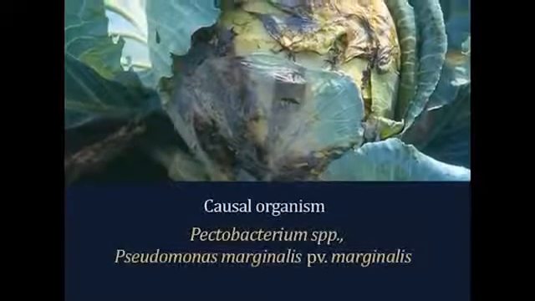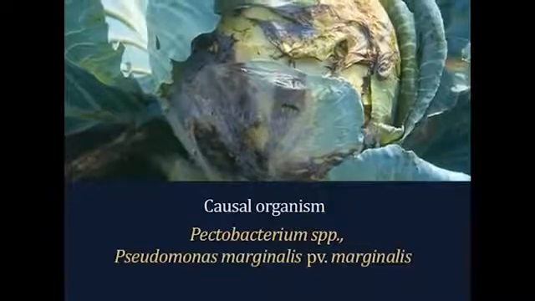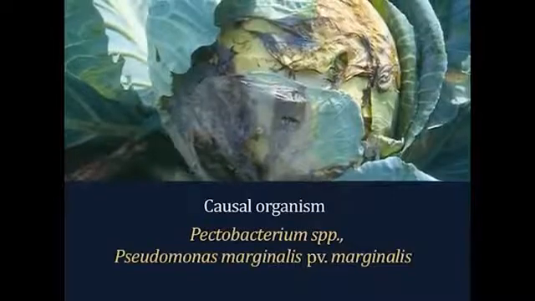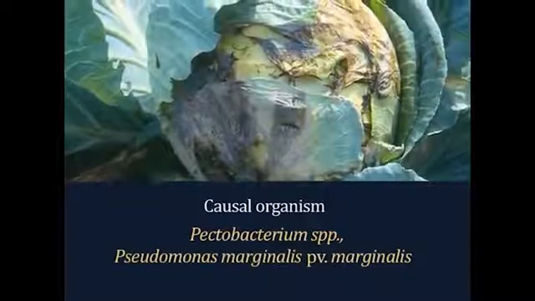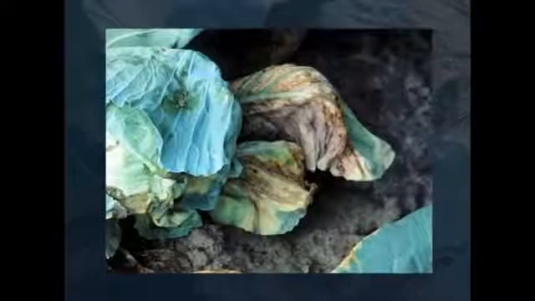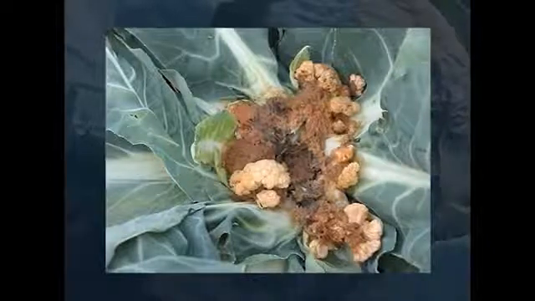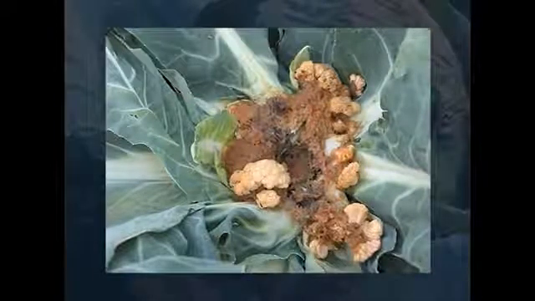It is caused by Pectobacterium species and Pseudomonas marginalis. Now coming to the symptoms of the bacterial soft rot. Symptoms first appear on leaves as small water-soaked lesions that quickly enlarge. Affected tissues turn brown and become soft and mushy with an accompanying foul odor. Eventually leaves, stems and roots may decay entirely.